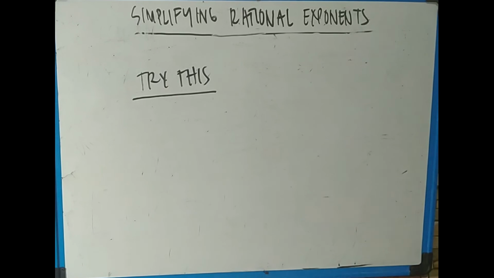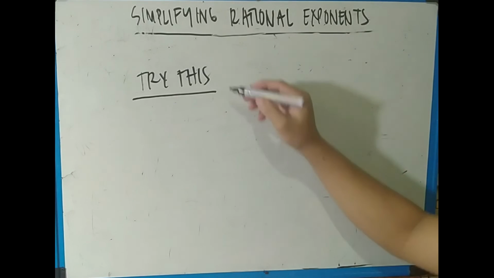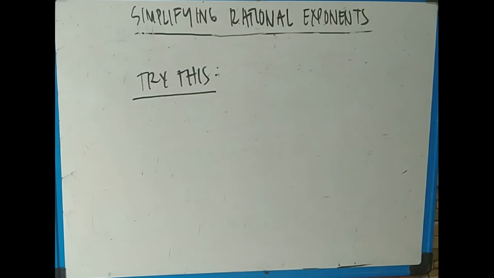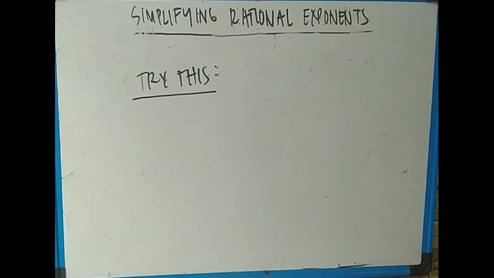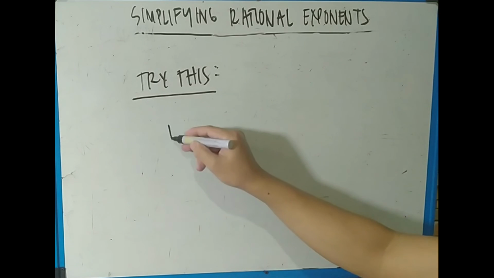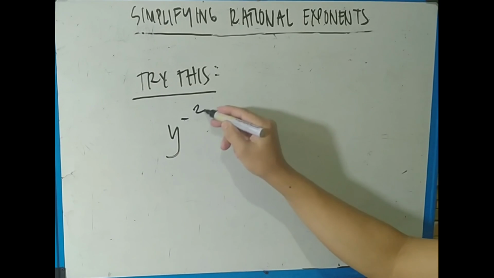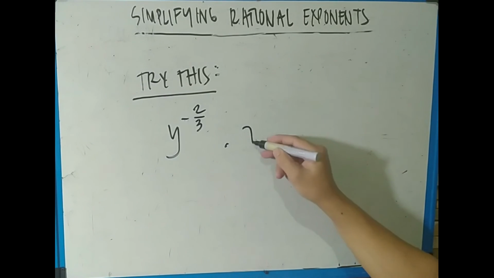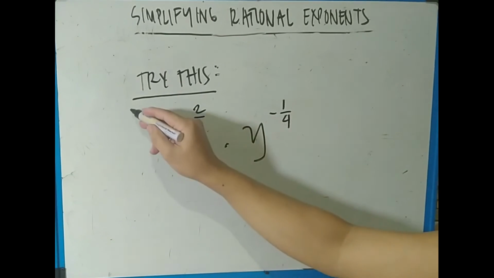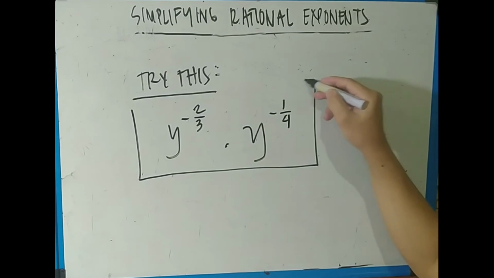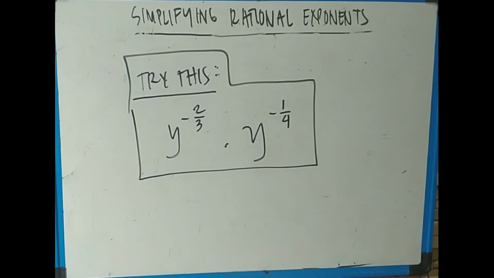So for this video, I want you to try this. If you have your answer, please write it down or type it down in the comment section. Or you can PM me or send me direct message. Okay, try this one. Y raised to negative 2 over 3 multiplied to y raised to negative 1/4. Okay, try this one. And if you have your answer, just comment it in the comment section.